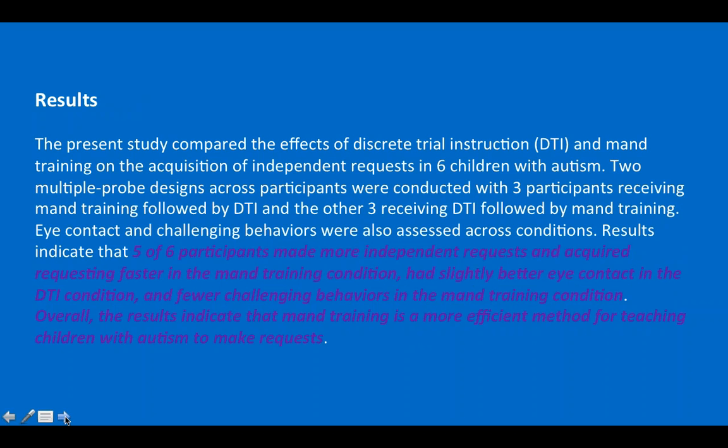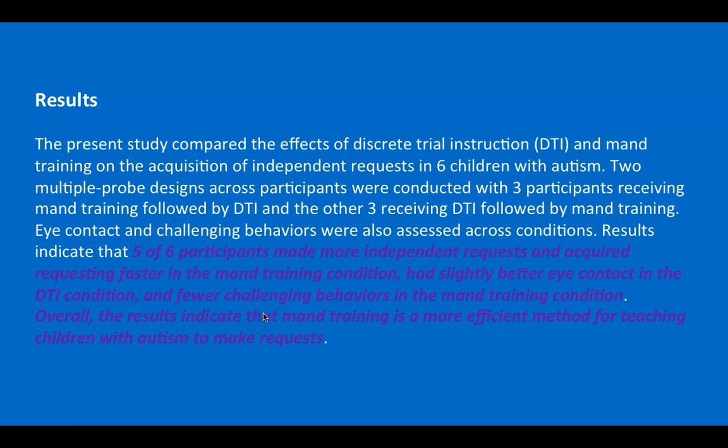And then we have our results, and they have a lot more information about results here than any of those other areas. But specifically what they're telling us is that 5 of 6 participants made independent requests and acquired requesting faster in the MAN training condition. They had slightly better eye contact in the DTI condition and fewer challenging behaviors in the MAN training condition.